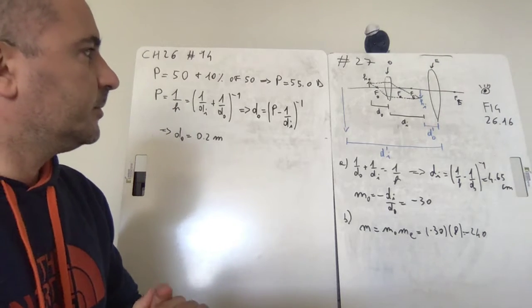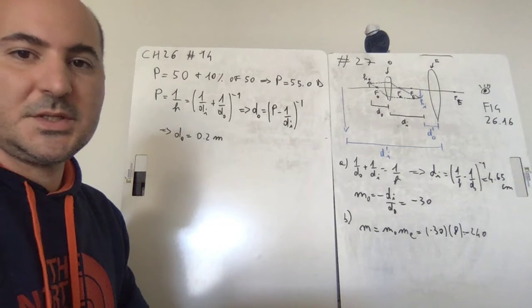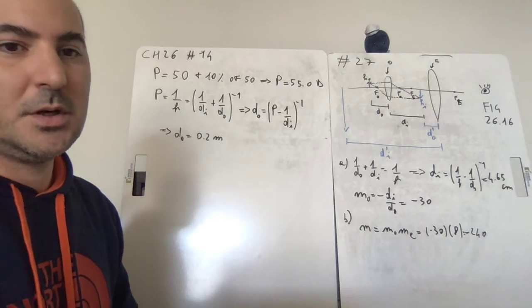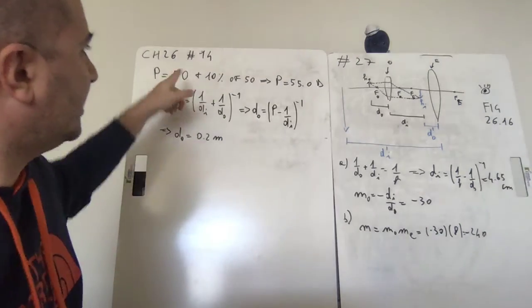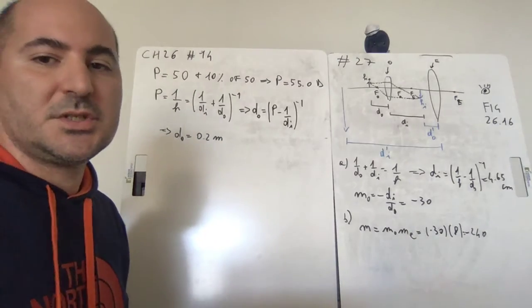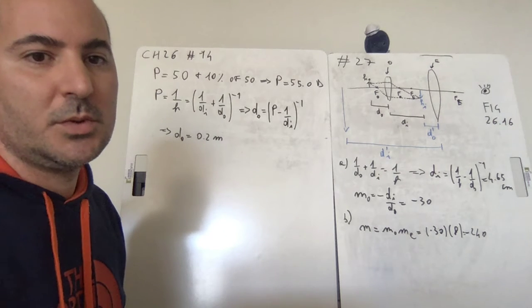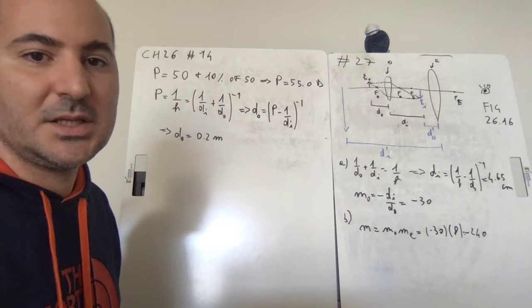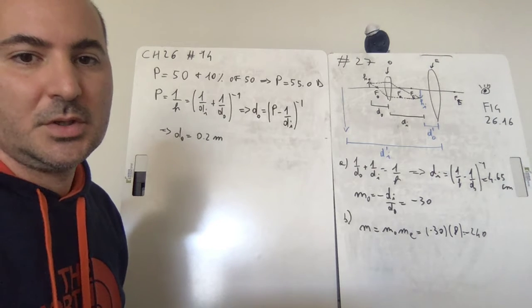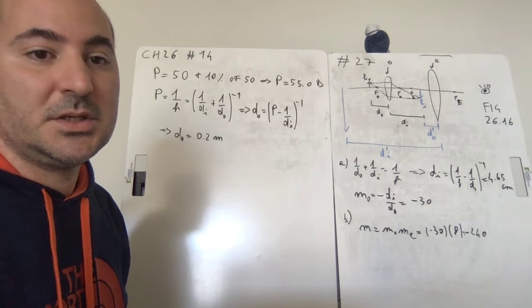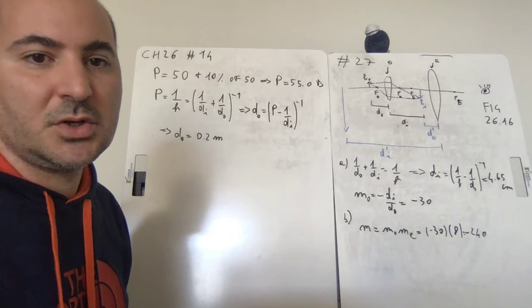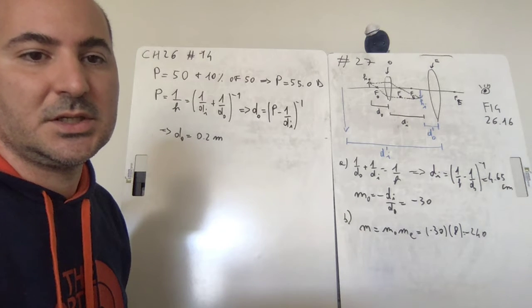Okay, moving on with the chapter 26 problems. This is problem number 14, which states the following. A young woman with normal distant vision has a 10% ability to accommodate. That means it increases the power of her eyes. What is the closest object she can see clearly?